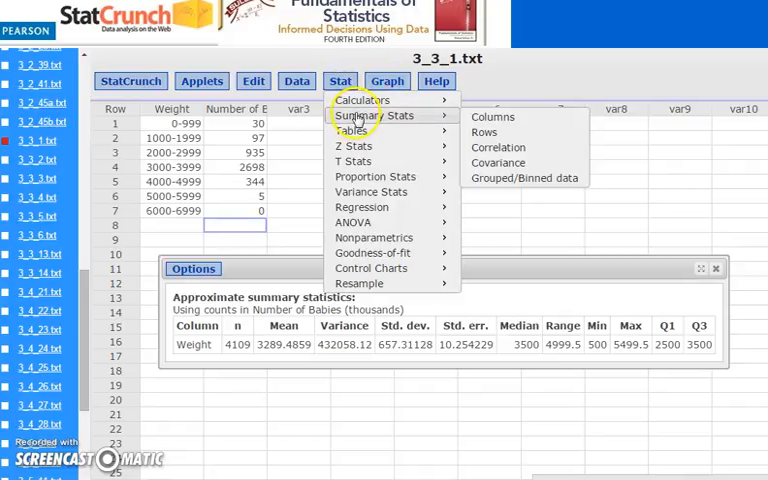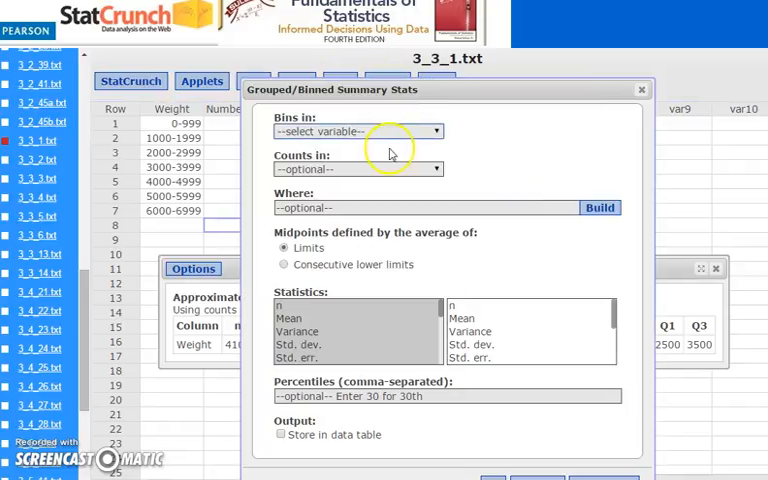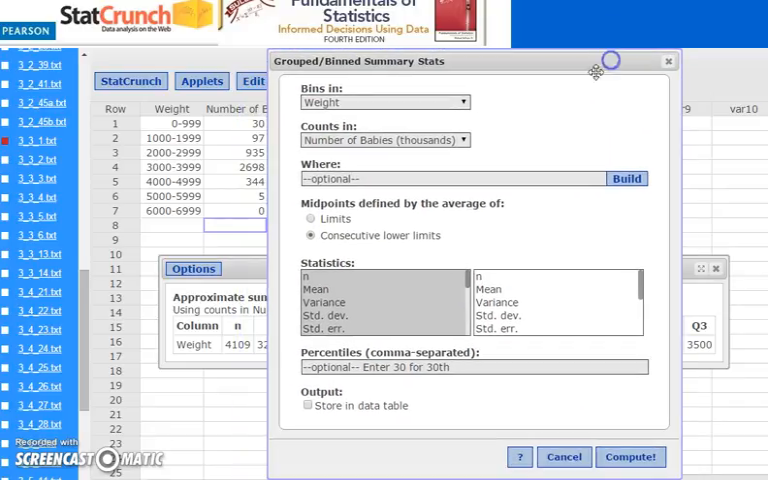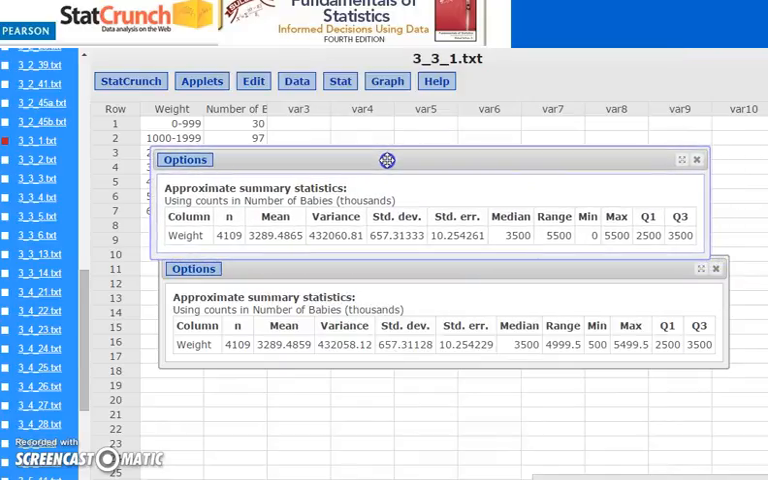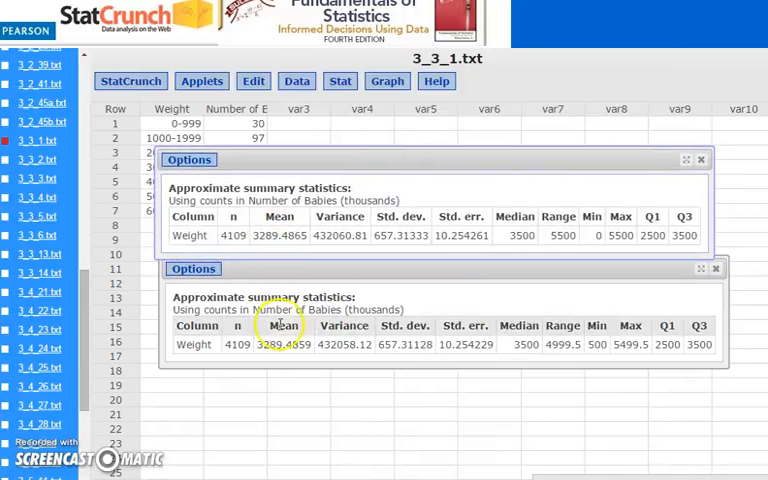So go to Summary Stats, I'm choosing my same consecutive lower limits, and I'm going to compute. So notice this table on top if I want to compare. I've got very similar means. To 2 decimal places, I get 0.49, 0.49 here. They're the same, but if you go up to 3, we're going to start to see some differences.